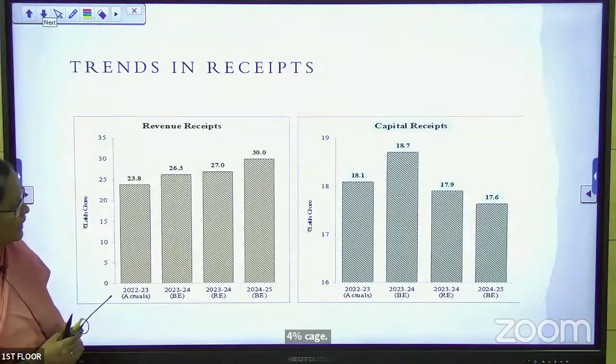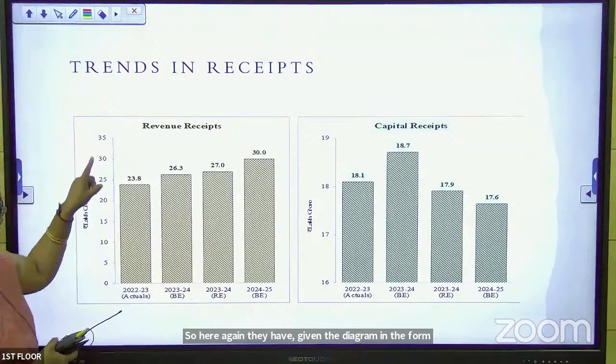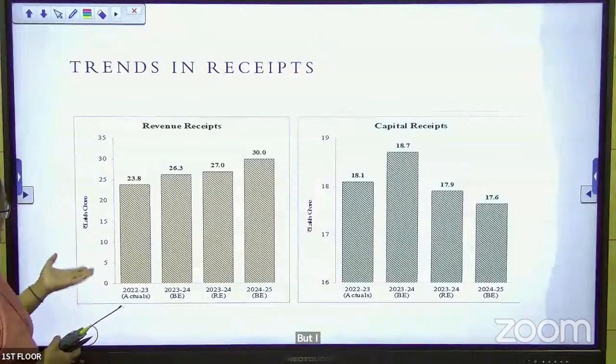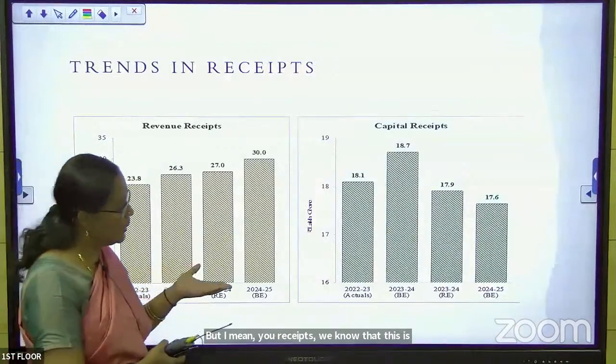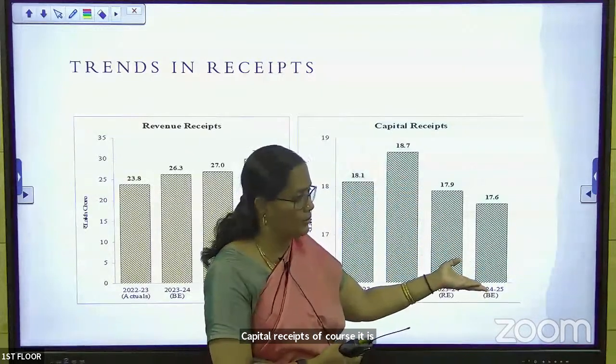So here again, they have given the diagram in the form of revenue receipts and the capital receipts. Revenue receipts, we know that this is increasing mainly because of the taxes collections. This is all given in lakh crore. Capital receipts, of course, have ups and downs. It is going up and it is coming down.